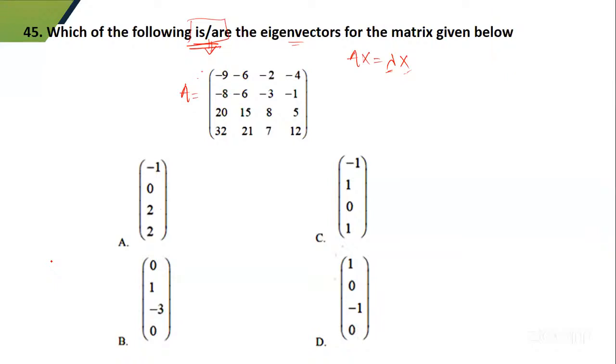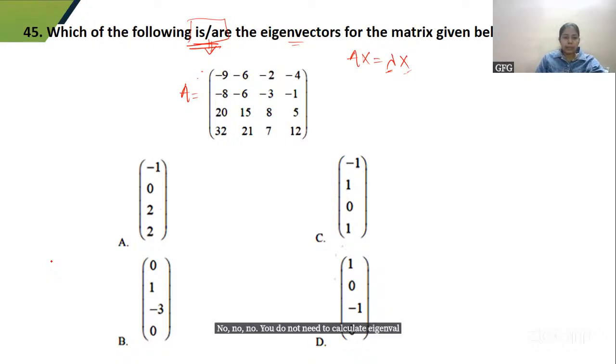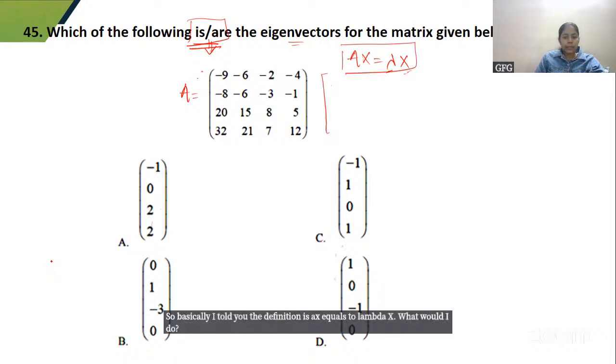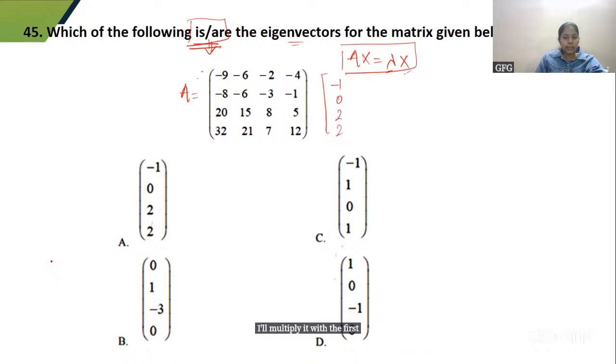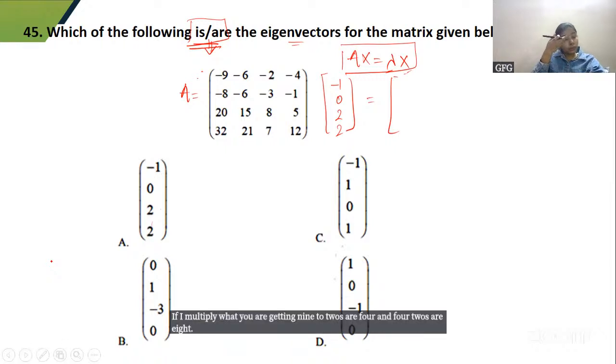Ma'am, to find this, do we need to calculate the eigenvalues? No, no, no. You do not need to calculate eigenvalues. Just take this vector. Basically, I told you the definition is Ax equals lambda x. So what would I do? I'll multiply it with the first vector given to me, minus 1, 0, 2, 2. So let's multiply. What are you getting? 9, 2 twos are 4, and 4 twos are 8. So what are we getting?